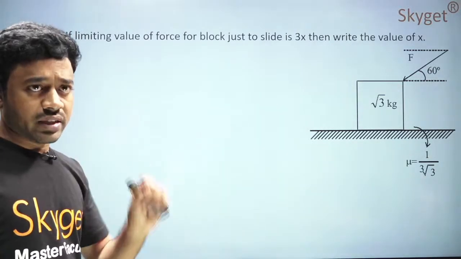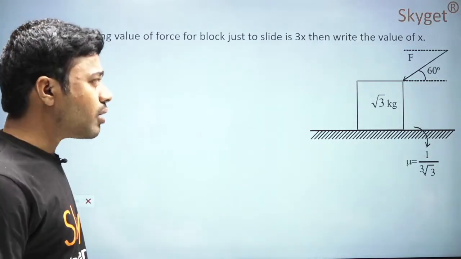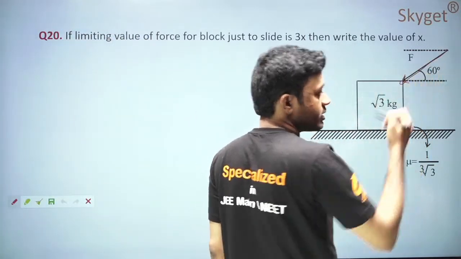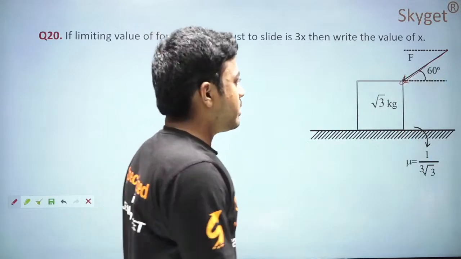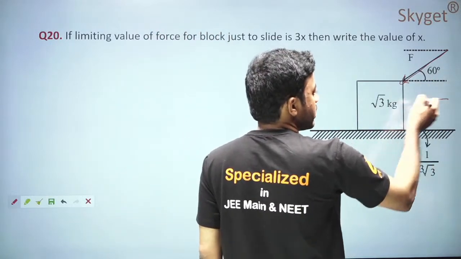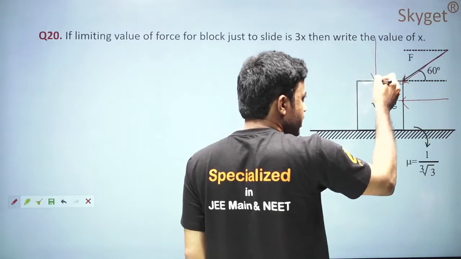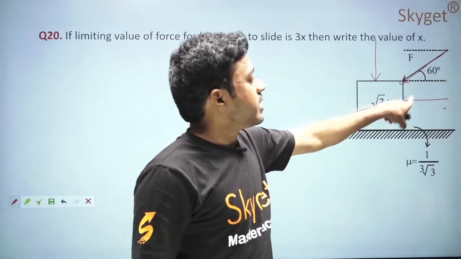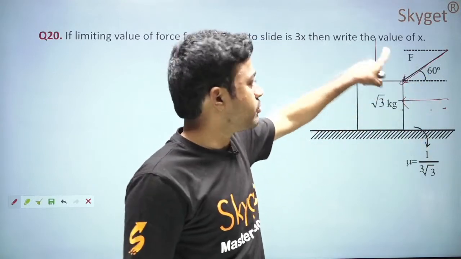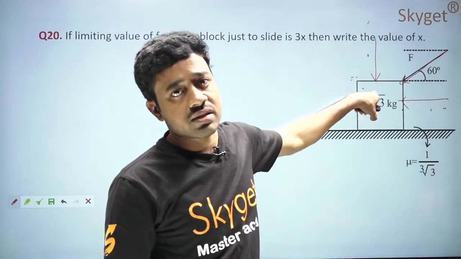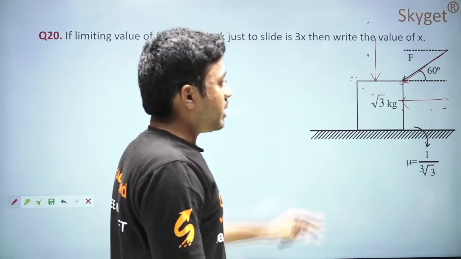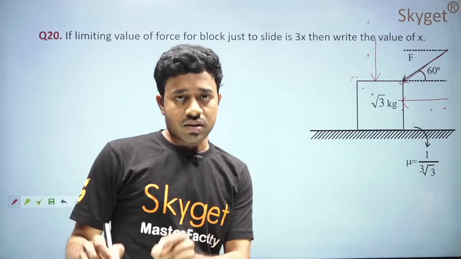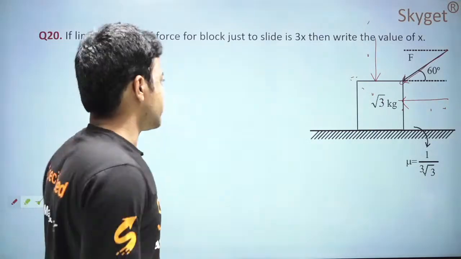So first you have to find the limiting frictional force here. Obviously this force is being applied at some angle, that is 60 degrees to the horizontal. That is, there are two components of force, one in the horizontal direction and one in the vertically downward direction. So the force acting in the horizontal direction is F cos 60 degrees and the force acting in the vertically downward direction is F sin 60. But here the body moves only in the horizontal direction, so you have to consider the force in the horizontal direction only.